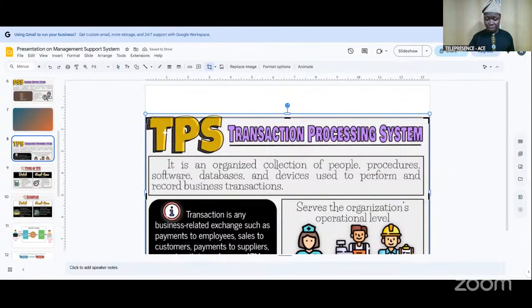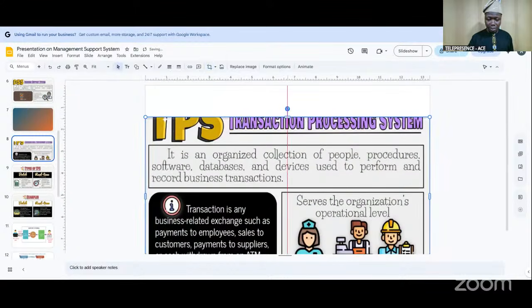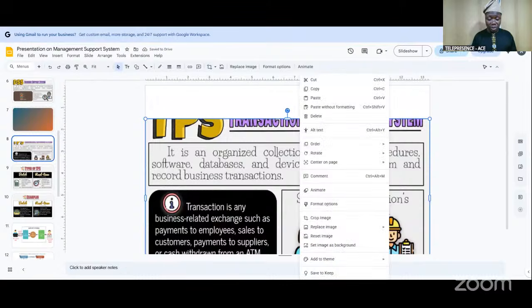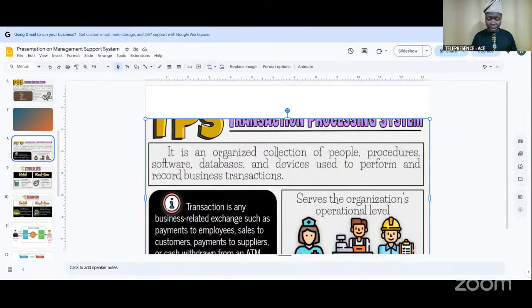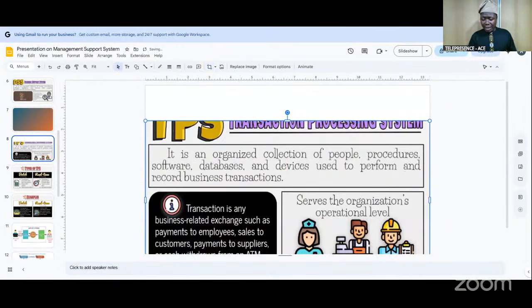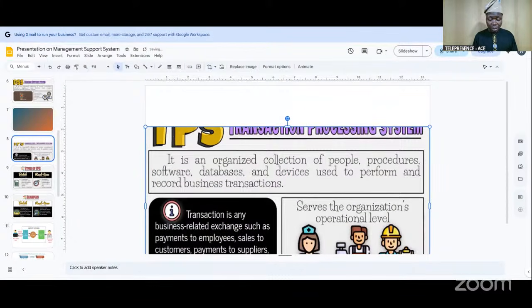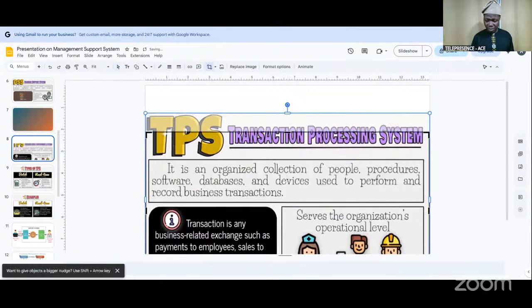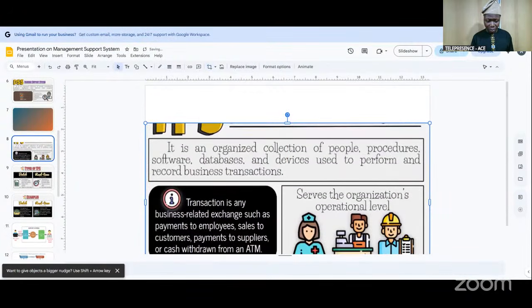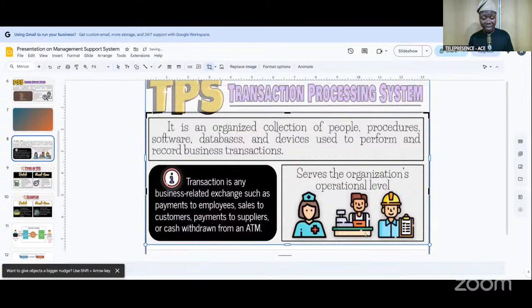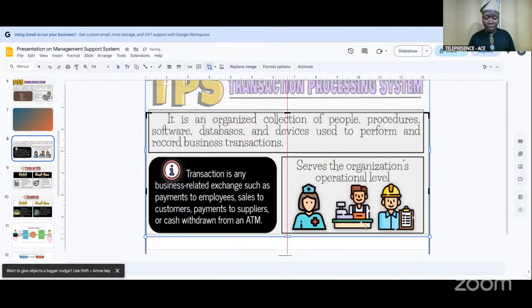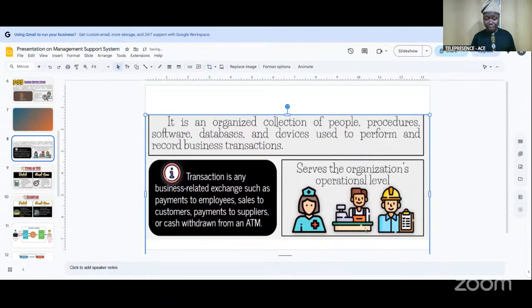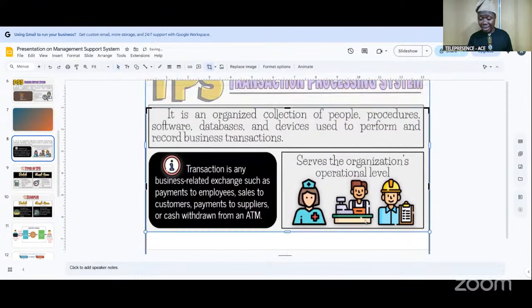Then we have the transaction processing system. It is an organized collection of people, procedures, software, data, and devices used to perform and record business transactions. A transaction is any business-oriented exchange such as payment to employees, sales to customers, payment to suppliers, or anything that relates to money transactions. It serves the organization's operational level.